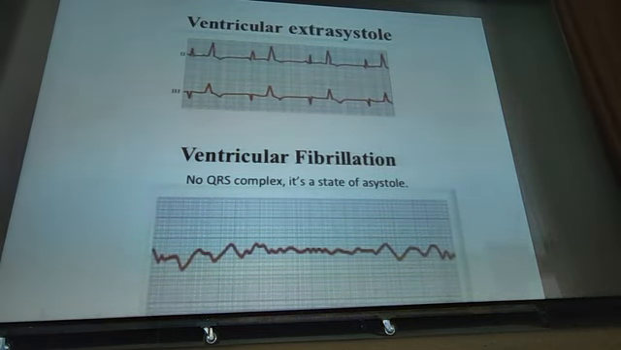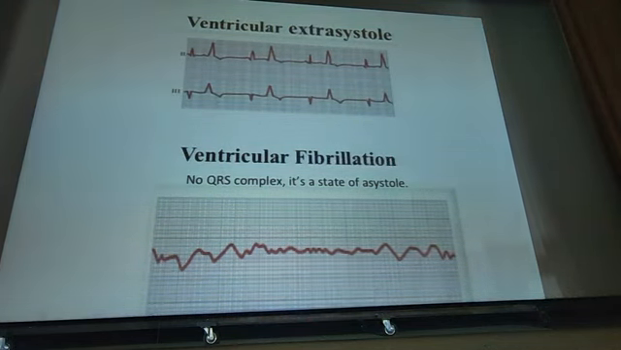If ectopics are frequent, they can be dangerous, for example alternating with normal QRS: normal, ectopic, normal, ectopic. This will change to VT, ventricular tachycardia, if it is not treated, and VT could change to VF, ventricular fibrillation.